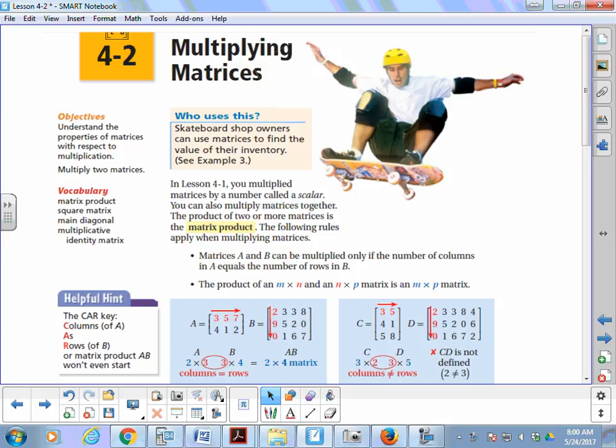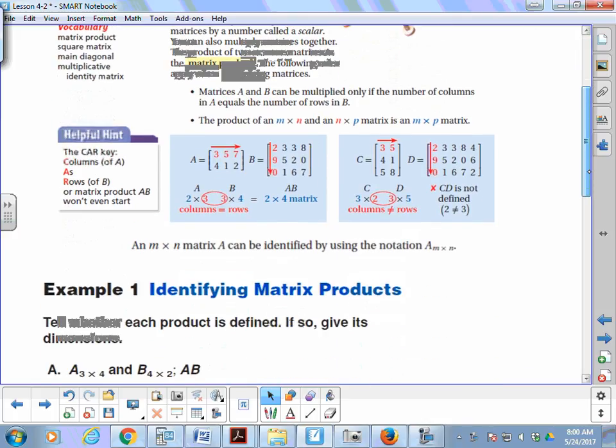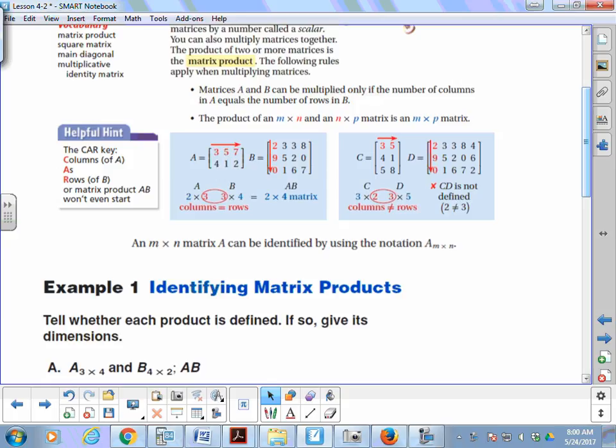When we multiply matrices, if I have a matrix that is m by n, the matrix I multiply it by has to be an n by p. In other words, the number of columns for the first matrix has to be the same as the number of rows for the second matrix. And then the matrix that you're going to get has the number of rows from the first one and the number of columns from the second one.